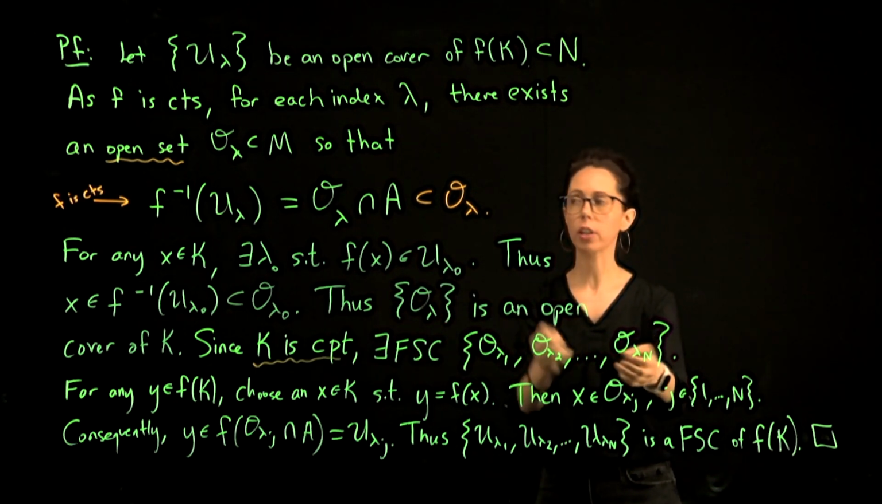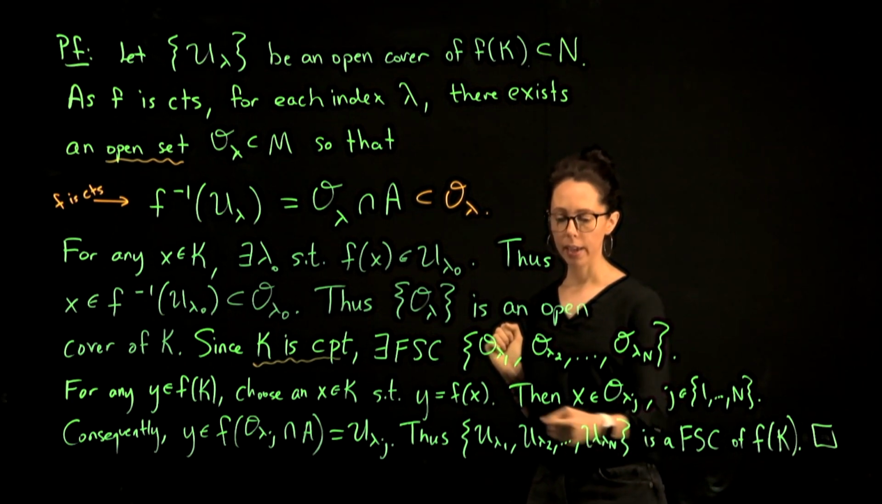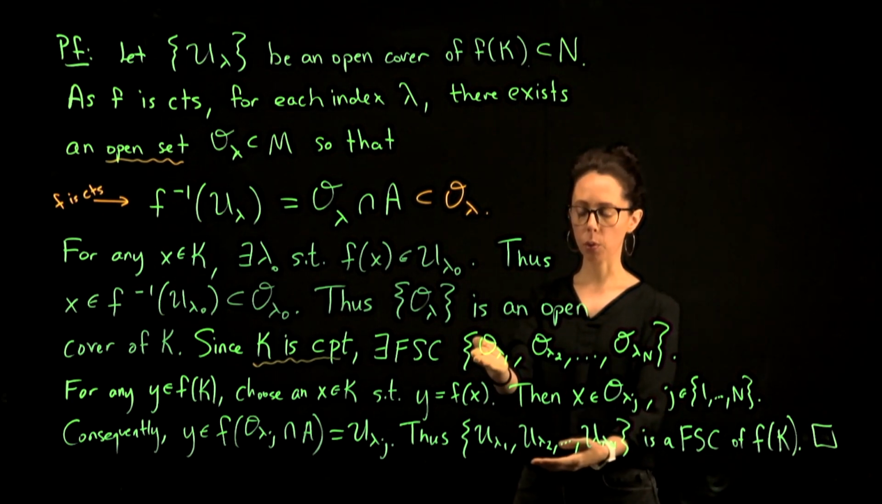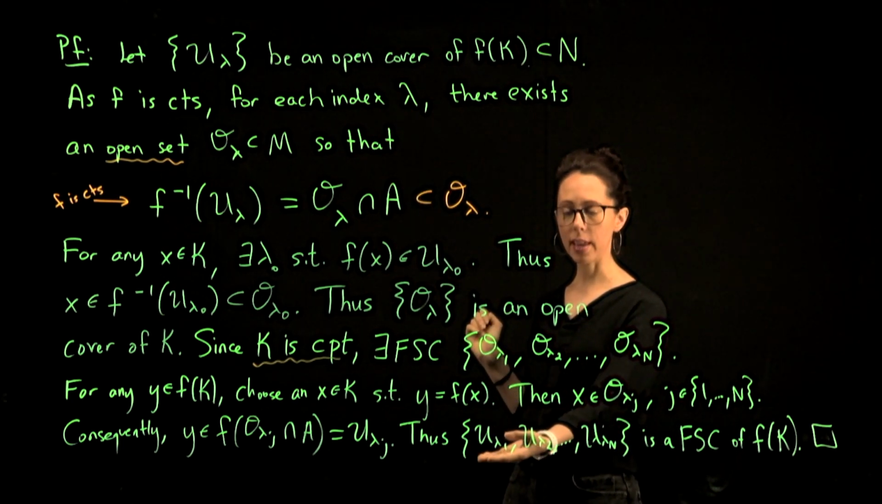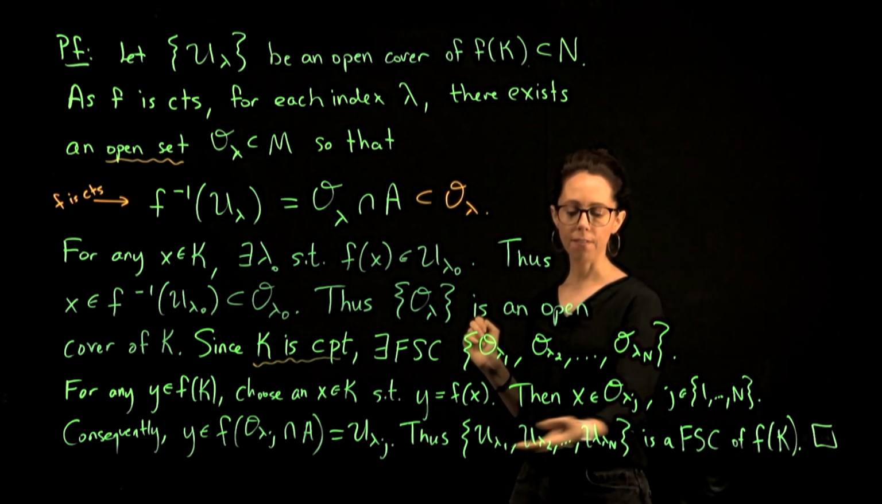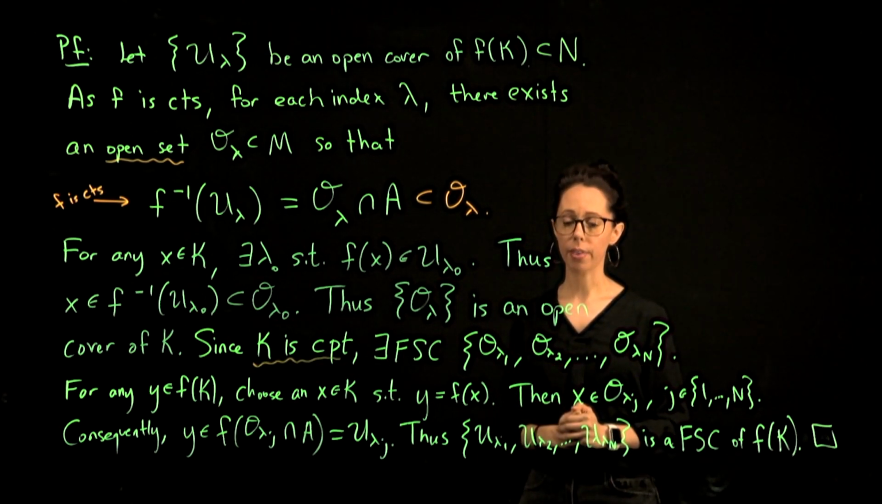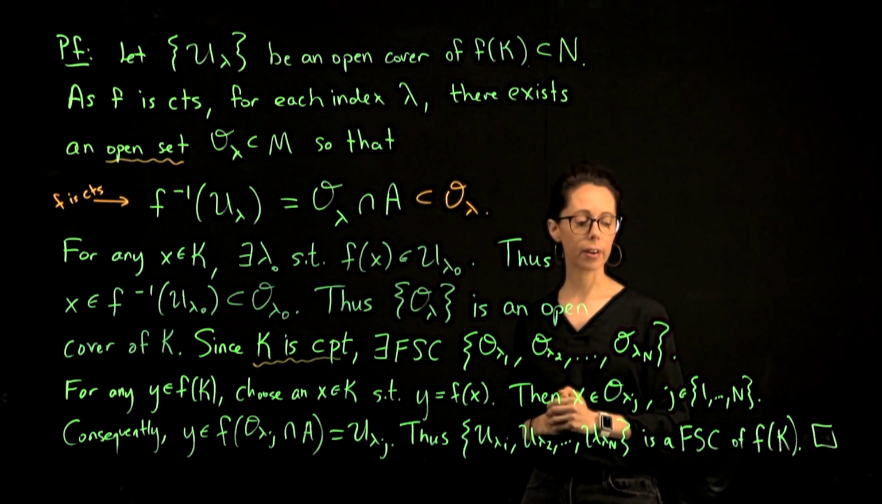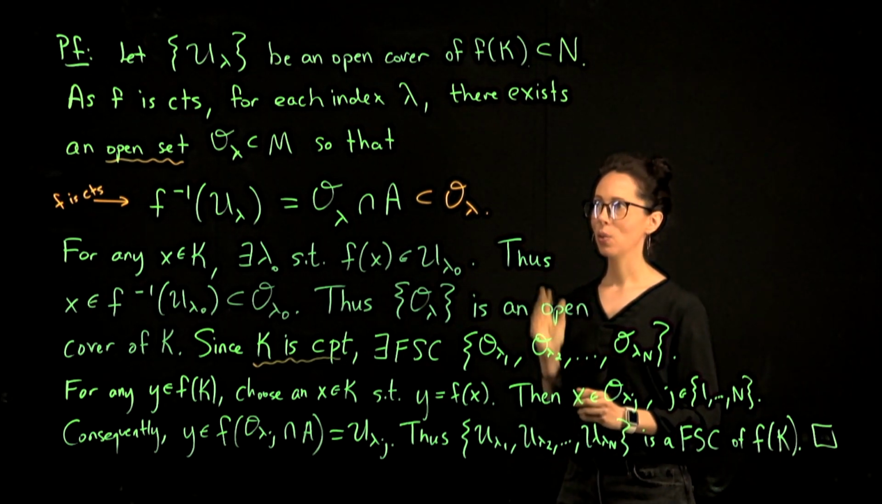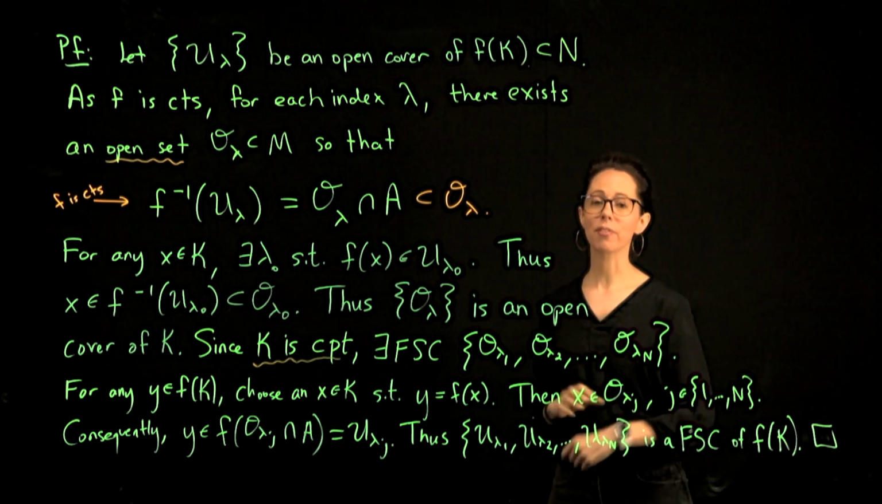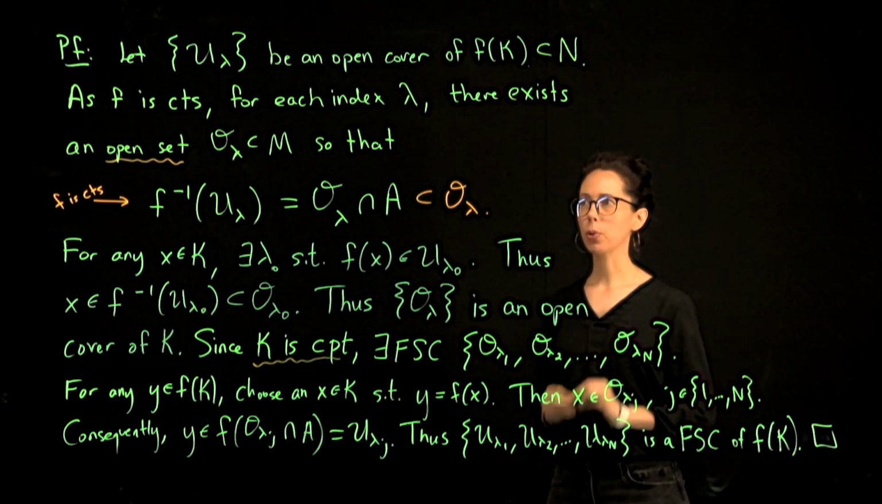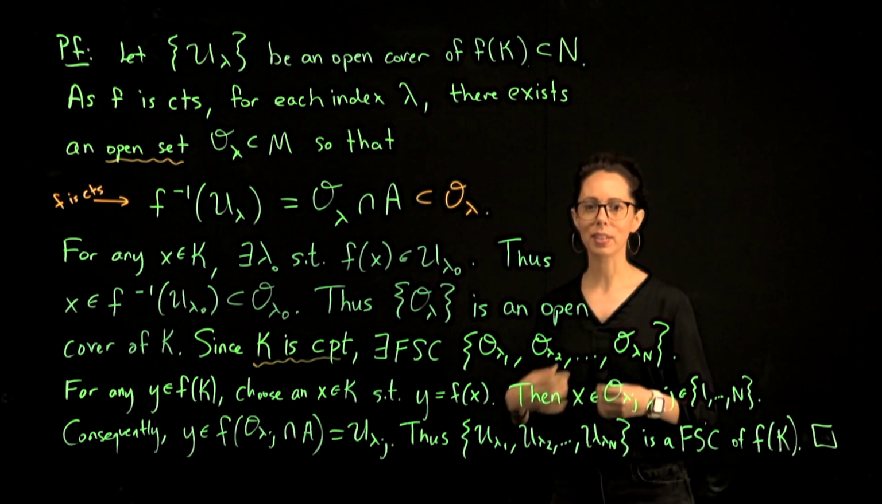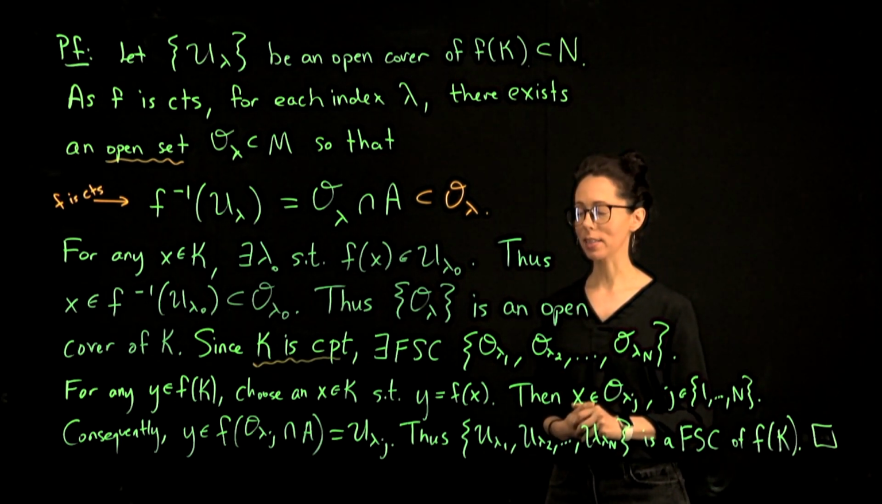So each one of these should go back to a U sub lambda, and that's what we have here. So O lambda 1 is whatever was created in response to the set U lambda 1. So this is a finite subcollection of what we started with. It covers f of k, verifying that f of k is compact. We started with a random open cover, and we ended with a finite subcover. So again, our direct proof mirrors the flow of the definition of compactness.